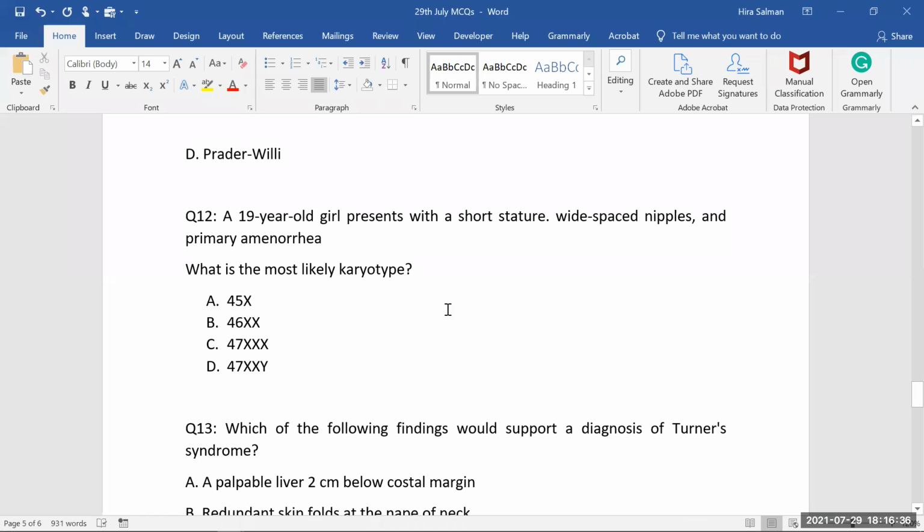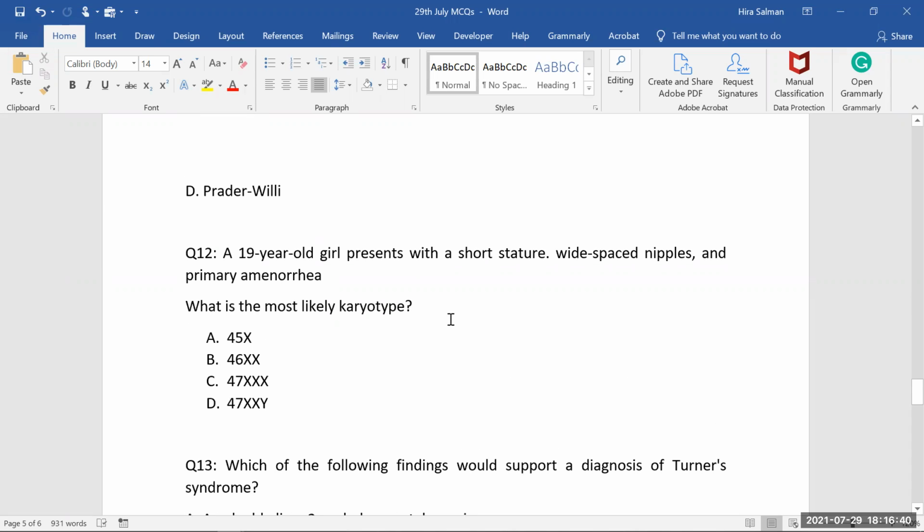So let's have a look at Turner syndrome here. A 19-year-old girl presents with short stature, wide-spaced nipples, and primary amenorrhea. So think about primary amenorrhea. There could be more symptoms like a webbed neck, or maybe aortic stenosis, but it's quite clear: a girl with short stature, wide-spaced nipples, and primary amenorrhea. What is the most likely karyotype? The karyotype should be 45,XO.